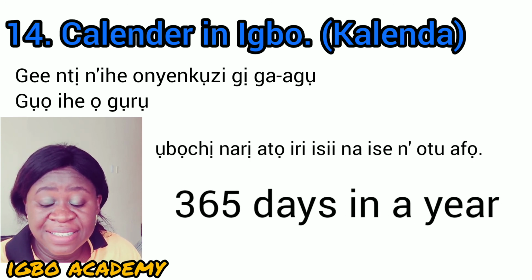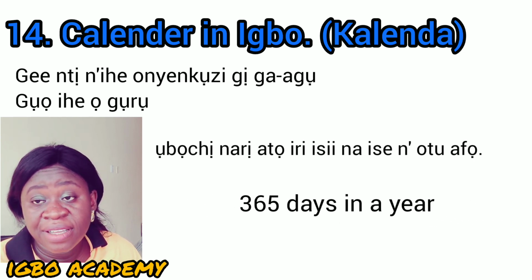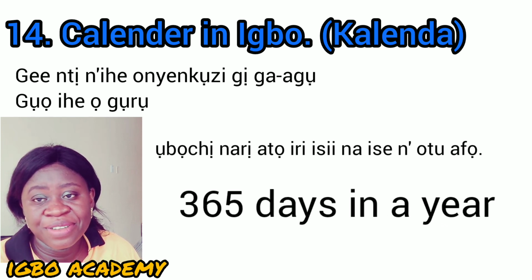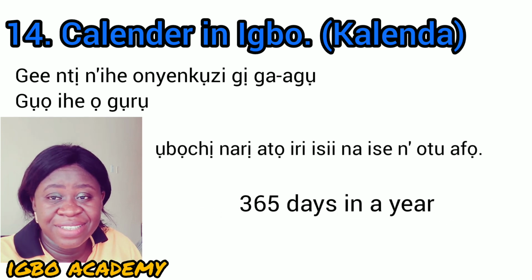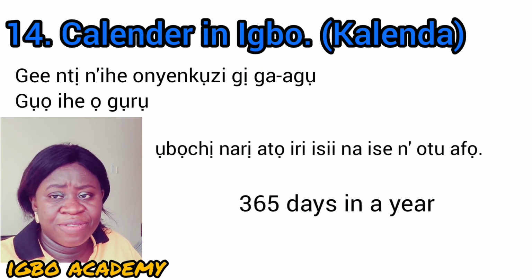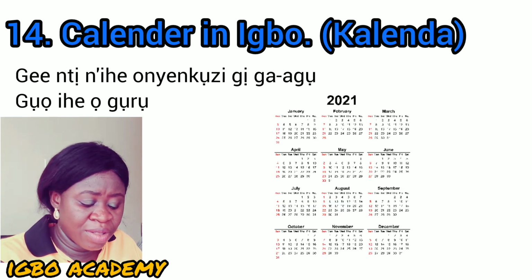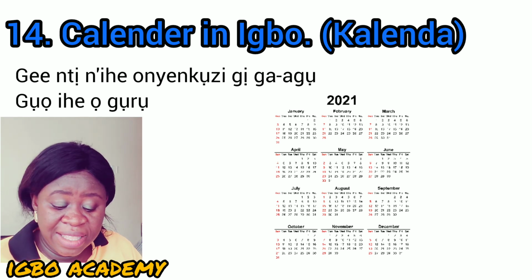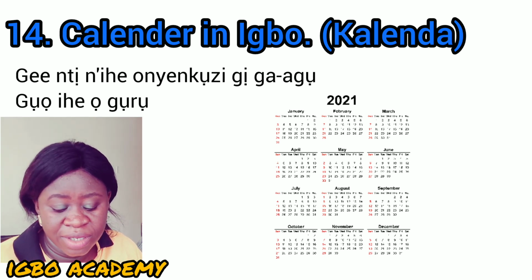There are 365 days in a year. So it's just a general knowledge. Everything is just the same, just that the spelling is not the same as that of the English language. So that is all we have to say about the calendar in Igbo language.